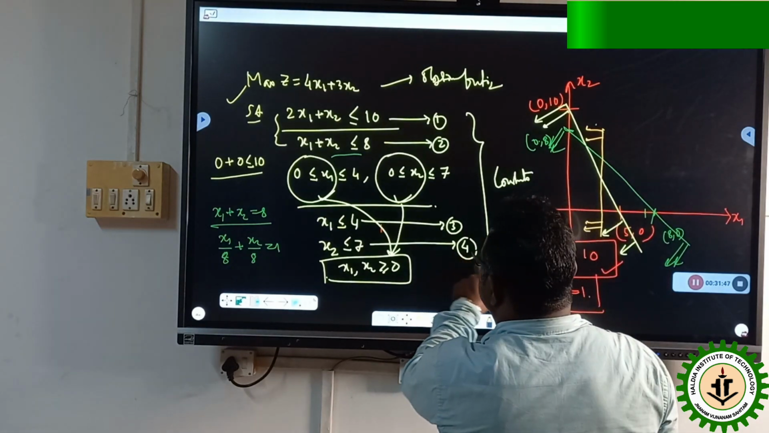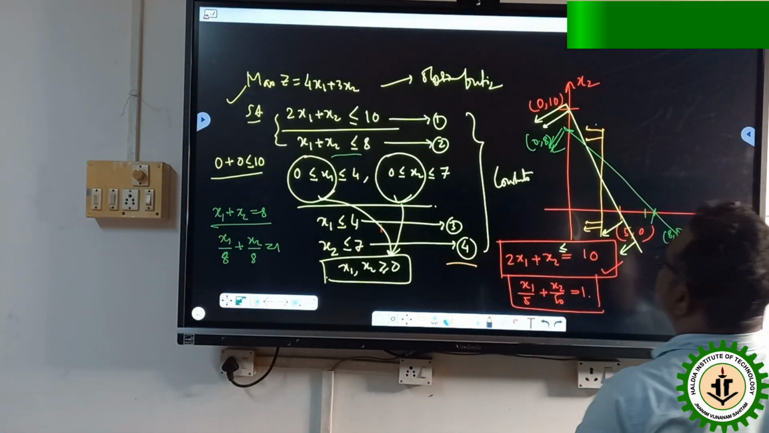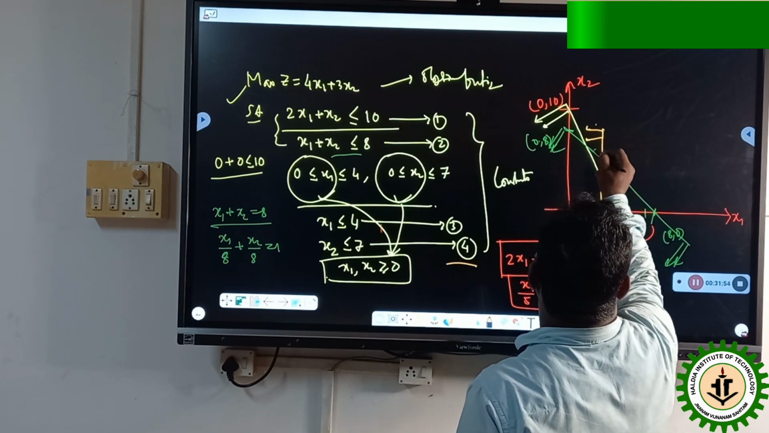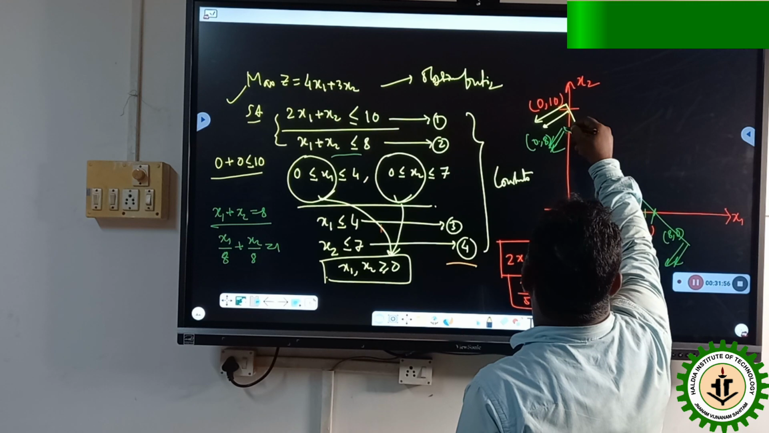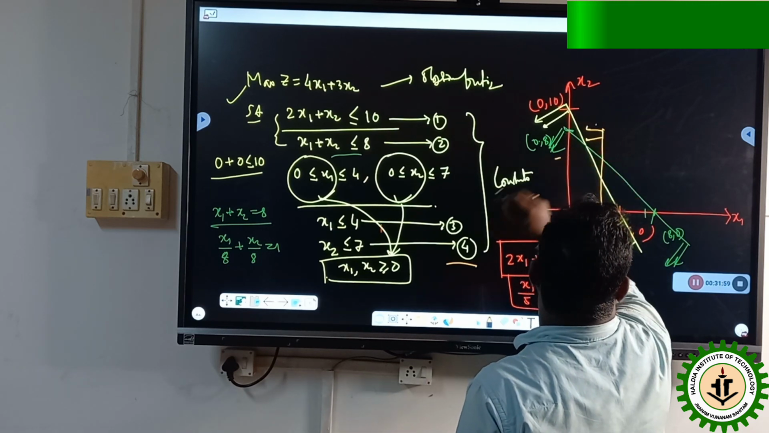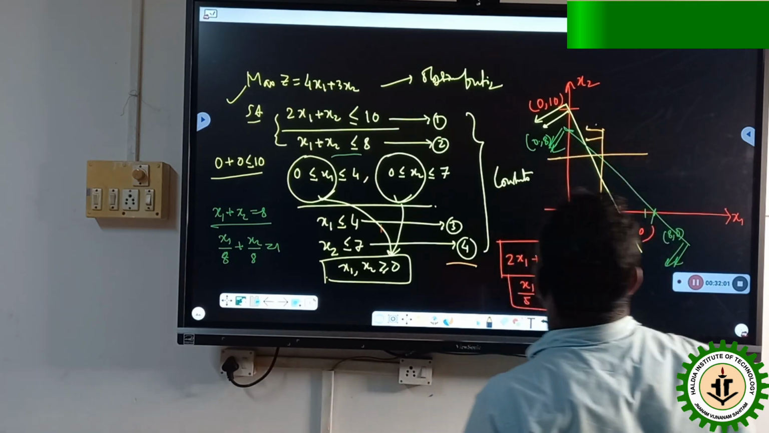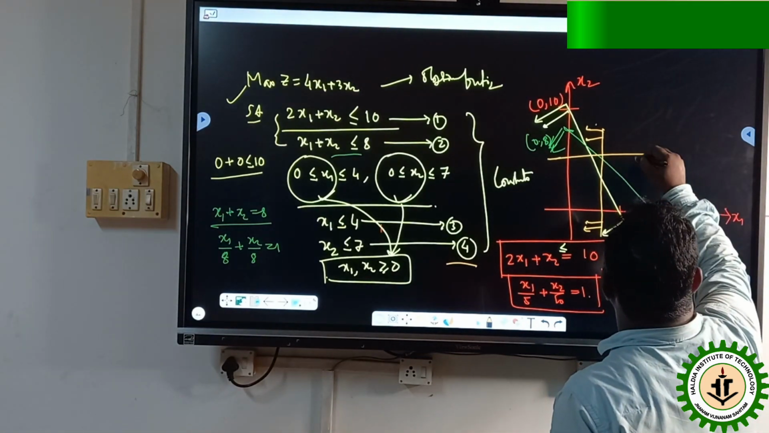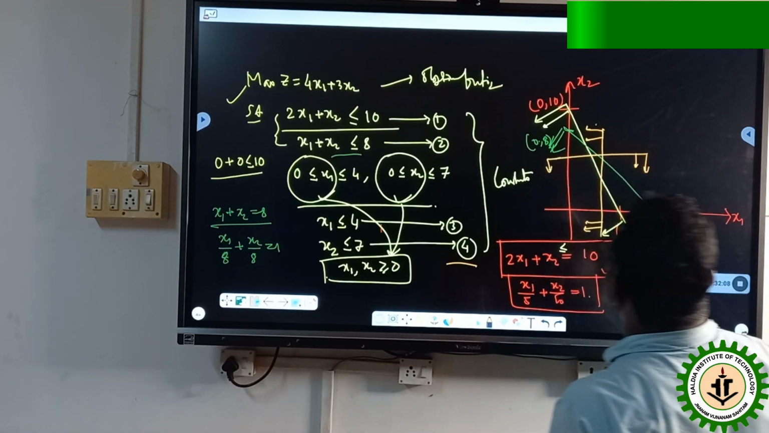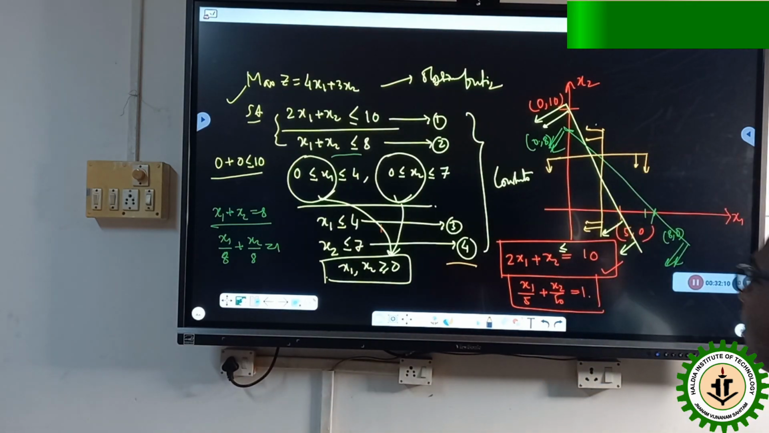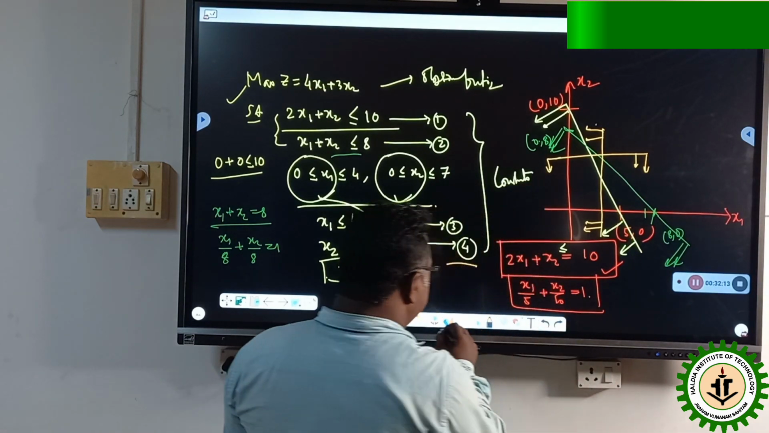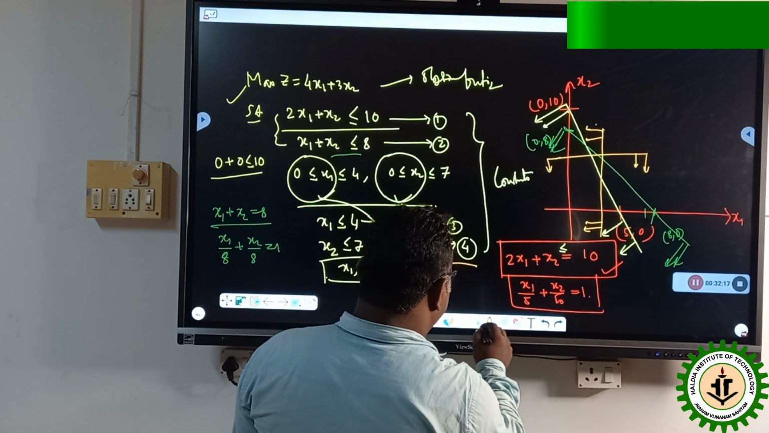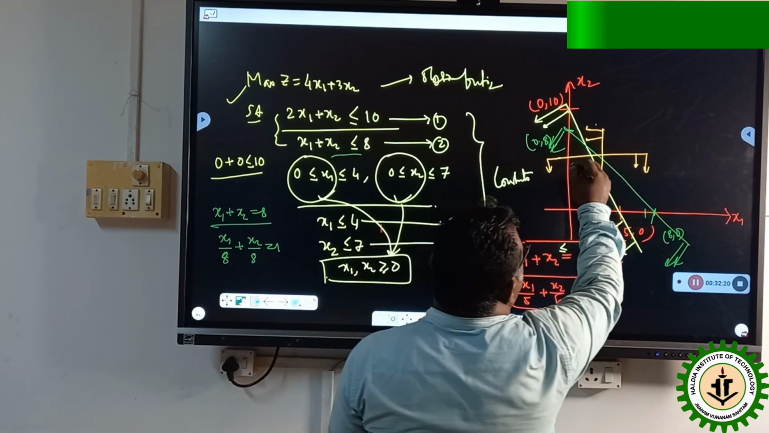Now go for the constraint number 4. If we go for this, you will get this region in this manner, parallel to the x1 axis, and the region will also be towards the origin. So from here we can see that the ultimate common region is nothing but this one.